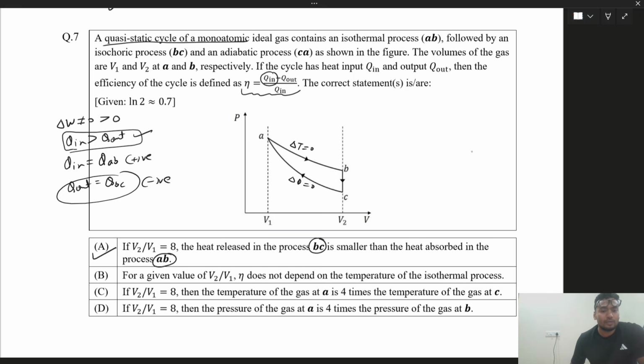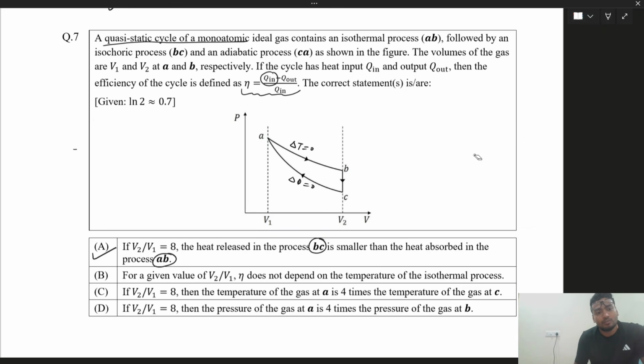Now, for a given value V2 by V1, eta does not depend on the temperature of the isothermal process. This part you have to solve properly. Okay, so let me start it again. That was for option number one. Now for option B, first you find out delta Q AB.